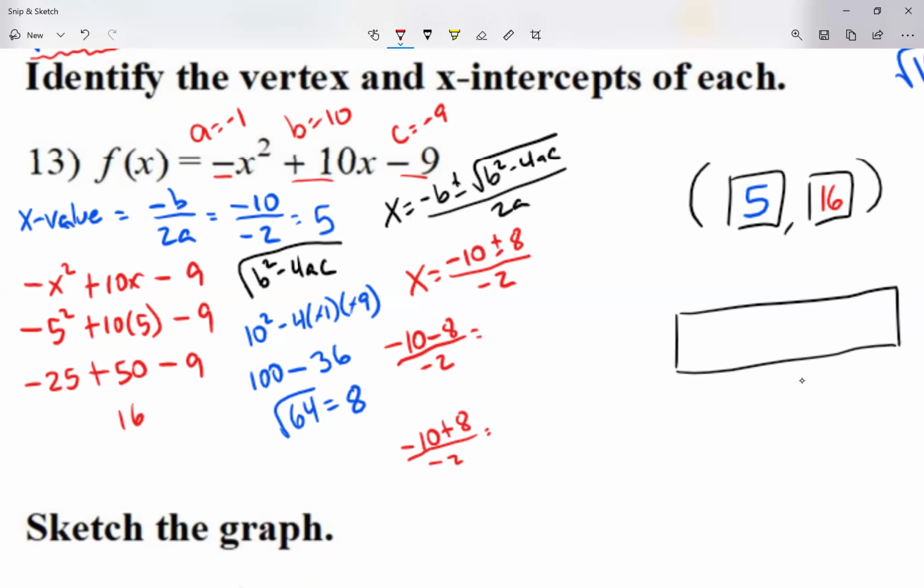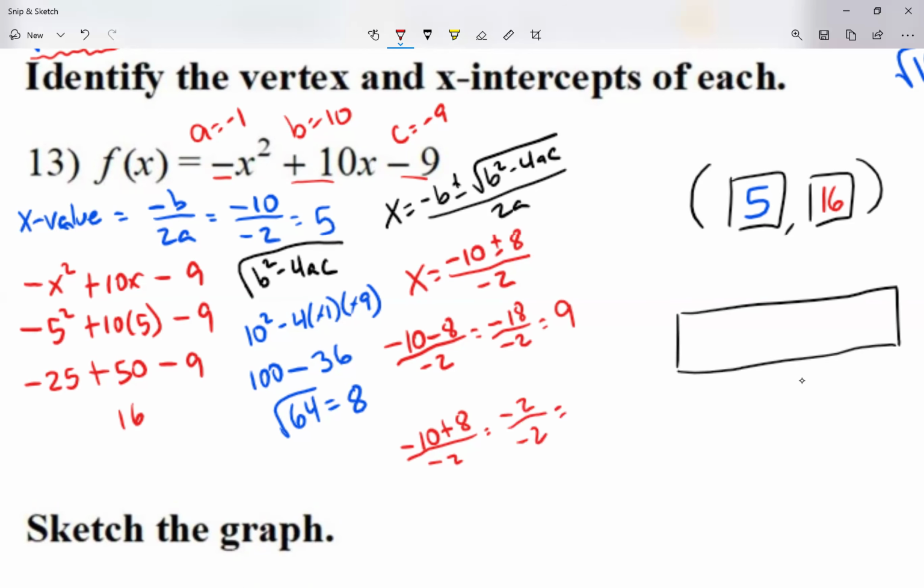That's going to give me my two zeros, my two x-intercepts. So here, negative 10 minus 8 is negative 18 divided by negative 2. I know negative divided by negative is positive. 18 divided by 2 is 9. So one of my zeros is positive 9. For the other one, negative 10 plus 8 is negative 2 divided by negative 2. I know negative divided by negative is positive, and 2 divided by 2 is 1. So my zeros, my x-intercepts are 9 and 1, or 1 and 9.